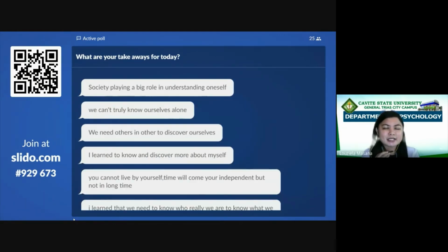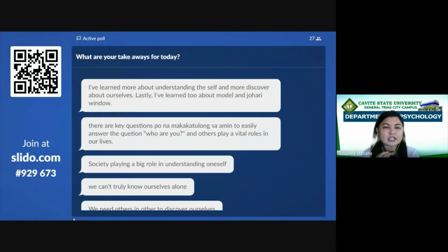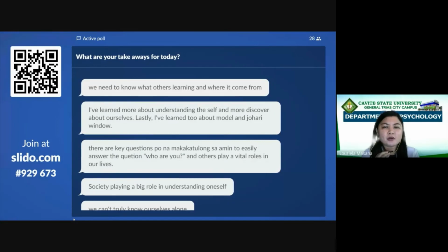I cannot live by myself. Time will come, you're independent but not for a long time. There seems to be some deep feeling behind that. There are key questions that can help.